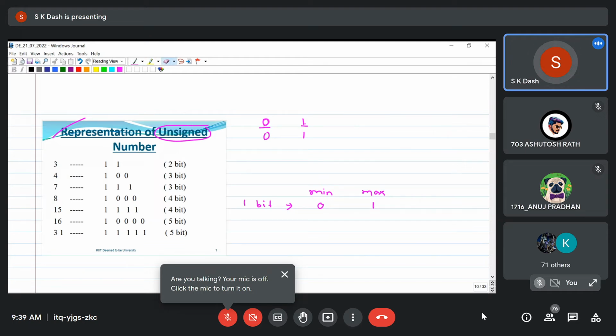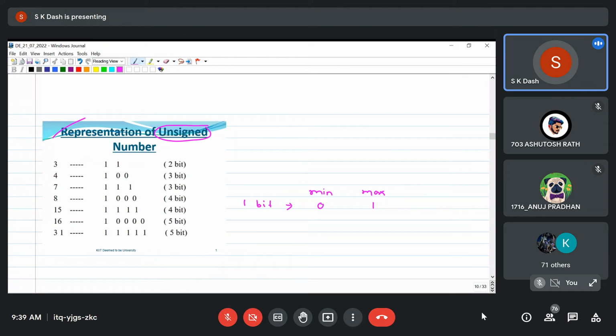Now suppose I have two bits with me. So what can be the possibilities? It can be 0 0, it can be 0 1, it can be 1 0, it can be 1 1. Four possibilities are there. Yes or no? Yes, sir. Out of these, which will be the smallest number and which will be the largest? 0 0 is minimum, 1 1 is the maximum. What is the decimal equivalent of 0 0, 0 1, 1 0, 1 1? 0, 1, 2, 3. So when you go for two bits, the minimum we can represent is 0, the maximum is 3.